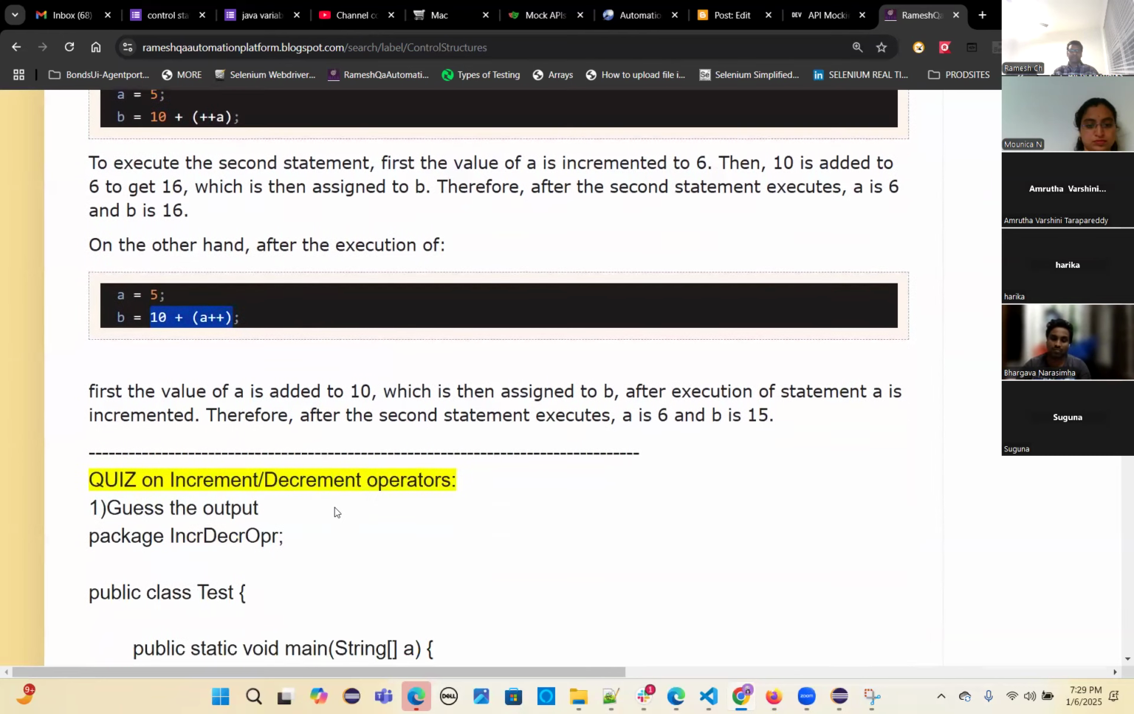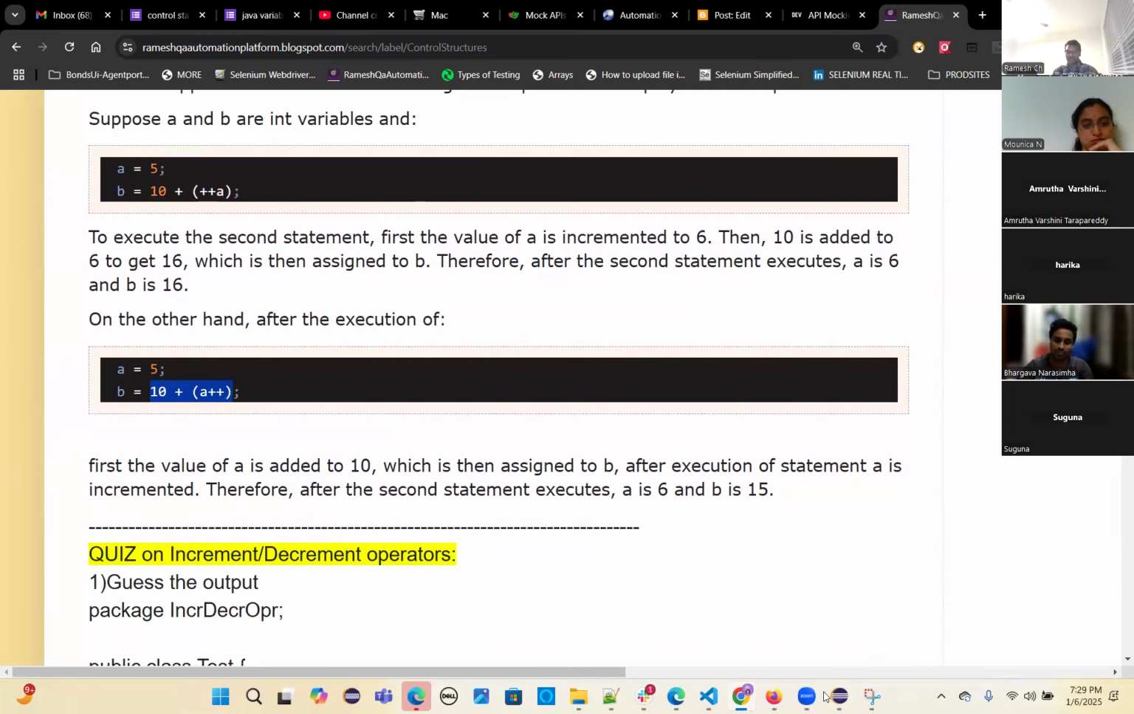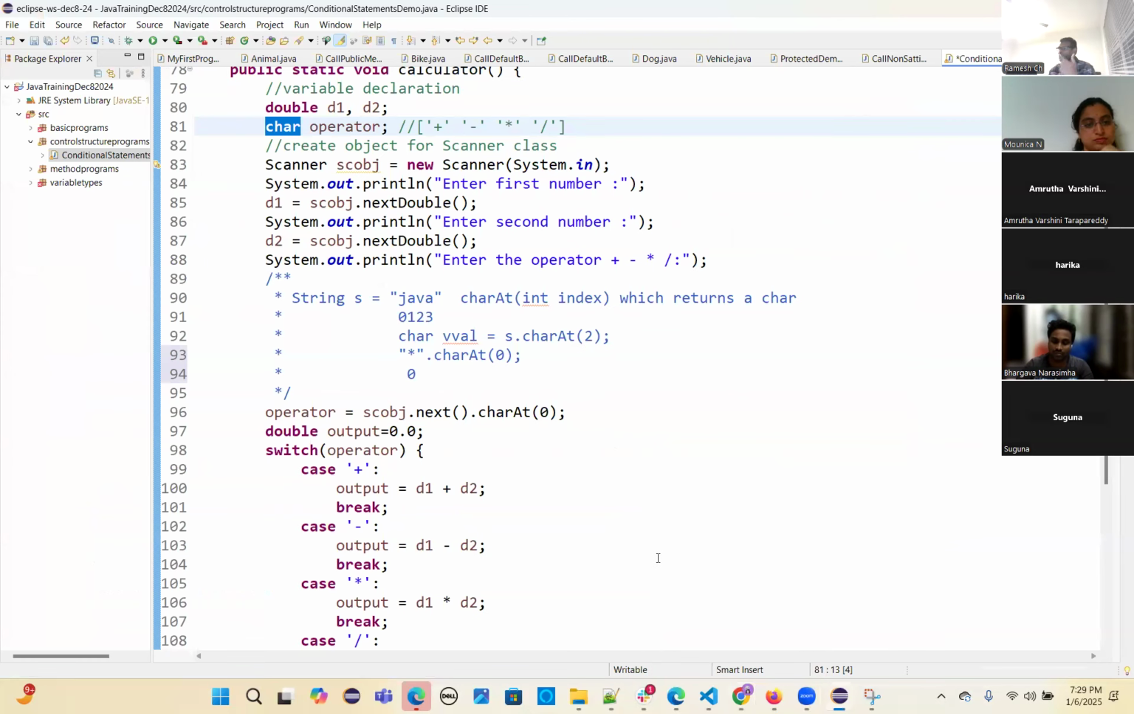Any questions here? Okay. So let's go and write this, and then we'll go to the loops.